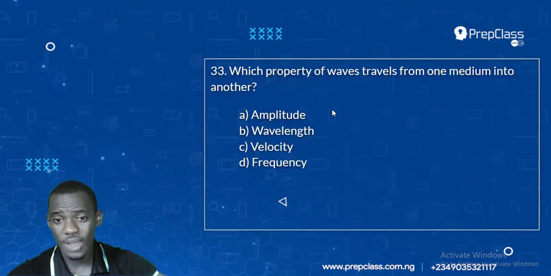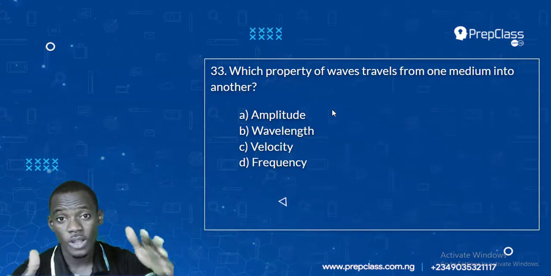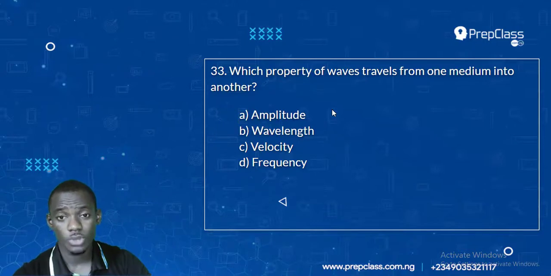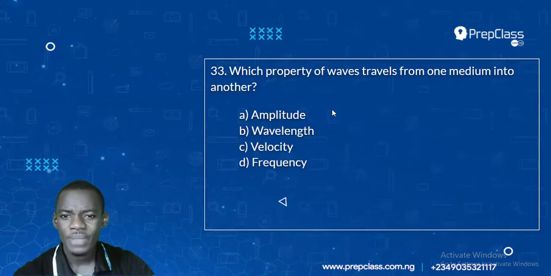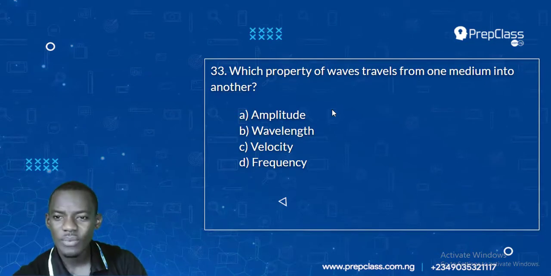Wavelength is the length of the wave, the distance between two successive crests or two successive troughs. Velocity is generally displacement over time. Frequency is the number of oscillations per second. Now I have defined all of them. Which one does not change? Which property of a wave travels from one medium to the other without changing?